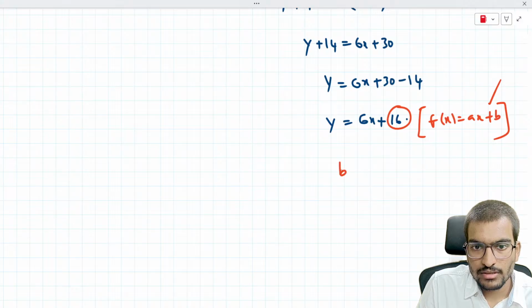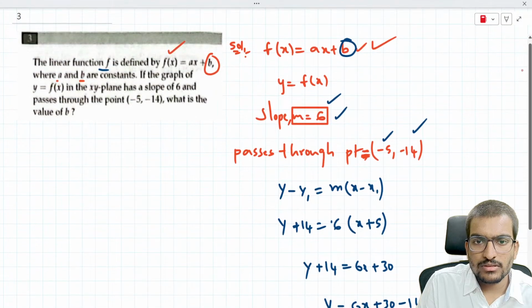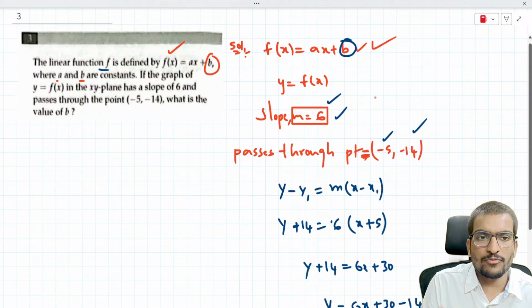So here clearly b value is 16. No need to compare with this. They just gave a random function. You have slope, you have a point. Make the equation, you get the value of b.